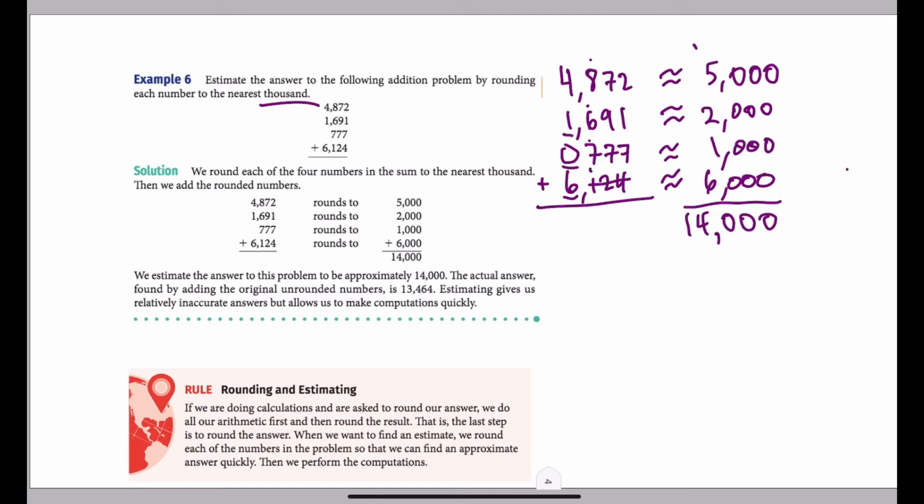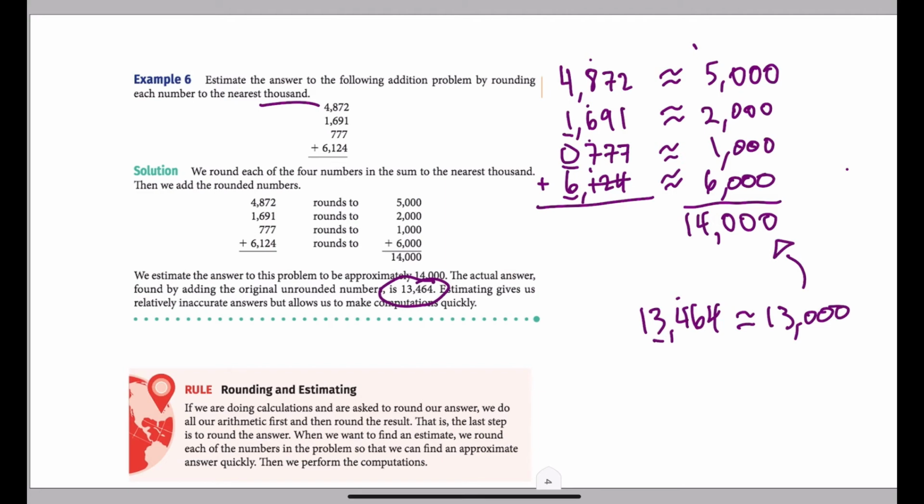So this is not an exact answer, but it is close. And in fact, if I do the actual arithmetic, I get 13,464. Now you can see how if you were to round this exact answer after you get it, round it to the nearest thousand, we'll look at the neighbor number. The neighbor number is a small number, so you would round this off. This would be closer to 13,000 rather than 14,000, right?